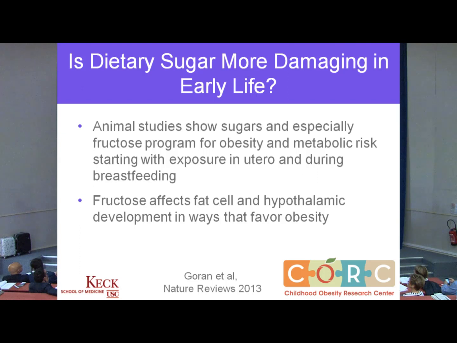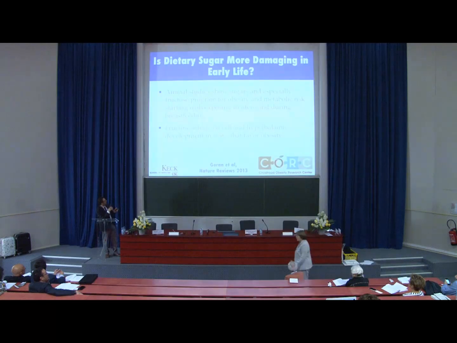I don't have time to review all these today, but we just published this online in a review that I'll direct you to in Nature Reviews. It was just published actually last week, in which we reviewed animal studies in which the developing fetus or the newborn through breastfeeding were exposed to sugars early in life and had a lifelong risk of obesity and metabolic risk. And this seems to be explained somewhat, at least by fructose, which affects fat cell and hypothalamic development.